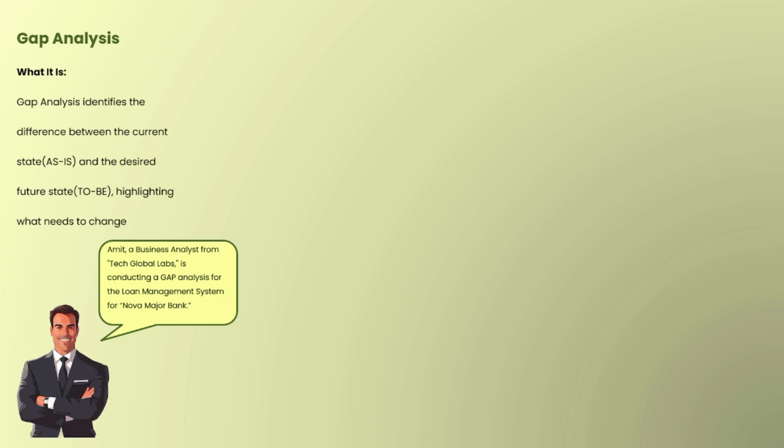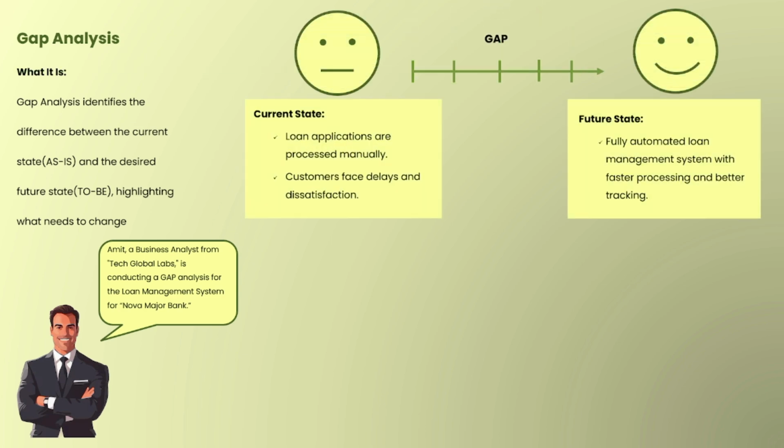We will see it with the example of a loan management system. Here the current state of loan management is that loan applications are processed manually, meaning there is no software right now. Customers face delays and dissatisfaction as well. So this is the current state of the loan management process right now in the Noah Major Bank. Now what they want in the future is a fully automated loan management system with faster processing and better tracking. So we have identified the gap between the current state and the future state.